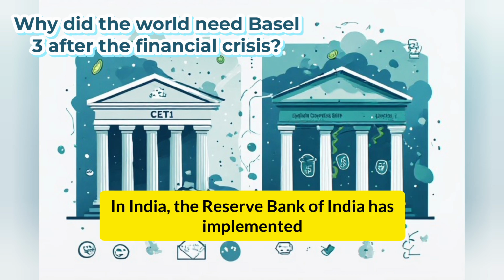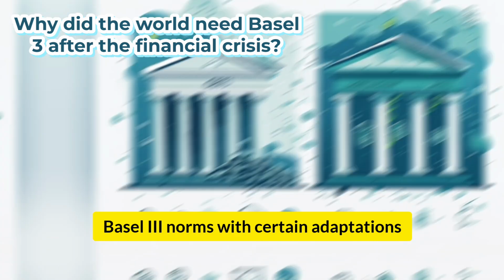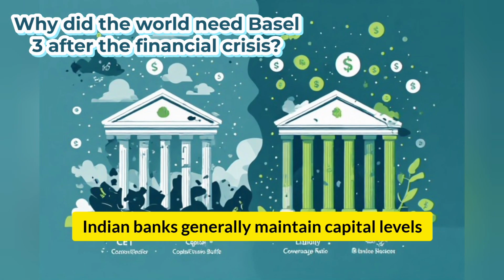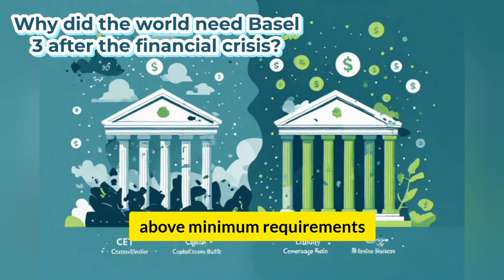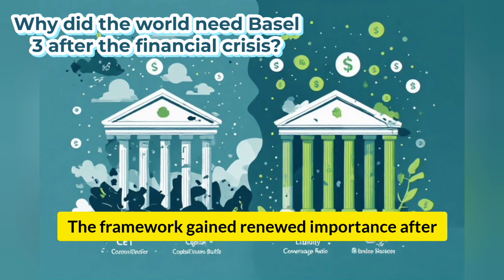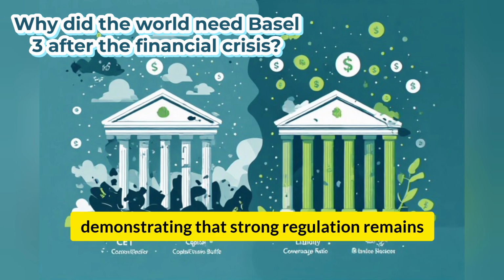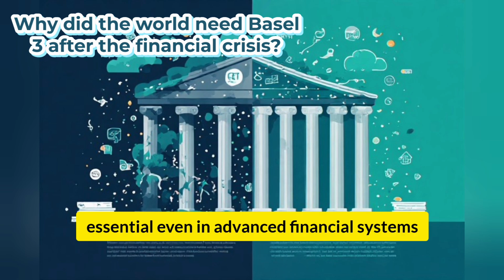In India, the Reserve Bank of India has implemented Basel III norms with certain adaptations. Indian banks generally maintain capital levels above minimum requirements, enhancing resilience against global financial shocks. The framework gained renewed importance after episodes such as the global banking stress of 2023, demonstrating that strong regulation remains essential even in advanced financial systems.